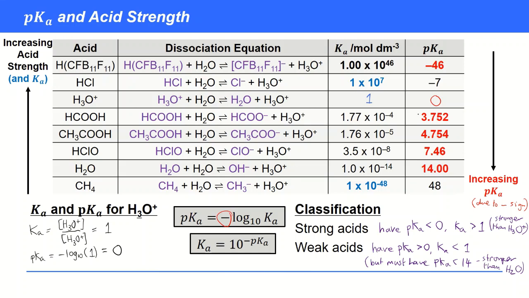Now one final thing just to notice in terms of our original problem that we had with Ka's offering many orders of magnitude of variability. Look at the pKa numbers. They're increasing much slower. So here we've got a decrease by an order of magnitude, 10 times smaller Ka results in just +1 unit in terms of the pKa. So pKa has compressed the variability and it's got an opposite trend in terms of acid strength.